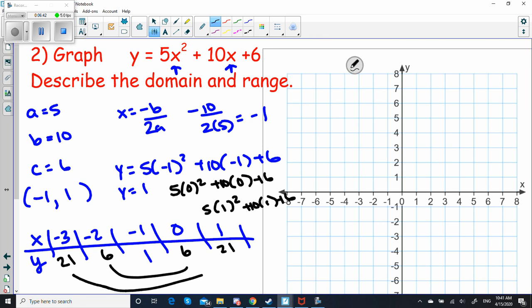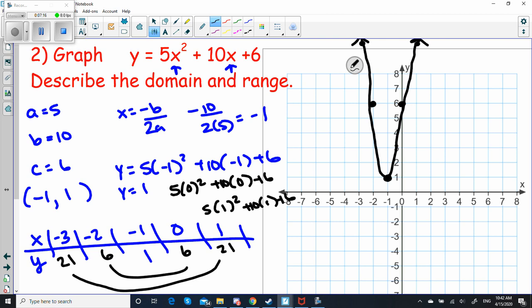Again, these are symmetrical. So when I go to plot negative 1, 1, 0, 6, negative 2, 6, 21 is going to be way up there. It doesn't even fit on my graph. And that's okay. I'm just going to estimate it up here because that's as far up as I can write. There's my picture.